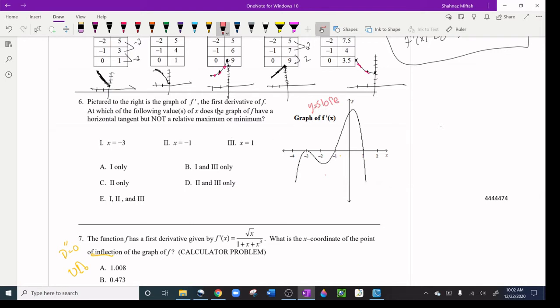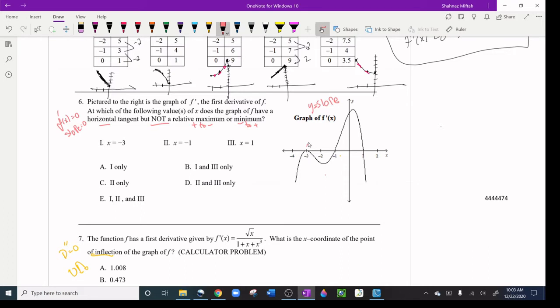Then it asks, at which of the following values of x does the graph of f have a horizontal tangent? Horizontal tangent means when f prime equals 0, but not a relative maximum or minimum. Positive to negative is maximum, negative to positive is minimum. So we're going to find where f prime is 0. Since every y value is my slope, the slope is 0 where the y values are 0 on the axis.